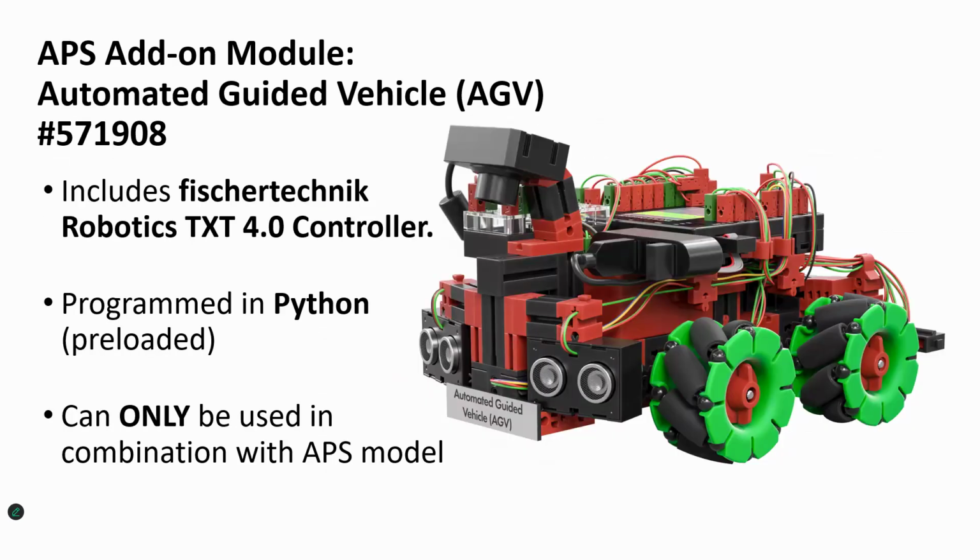The model ships with a pre-programmed Fisher Technic Robotics TXT 4.0 controller, as with the version included with the APS, and the programming has all been done in Python. This, of course, can only be used in combination with the APS model, and again, it's not intended as a freestanding use model. The dimensions of the model are approximately 10 by 7 by 5.5 inches, and it has a weight of about 3.15 pounds.